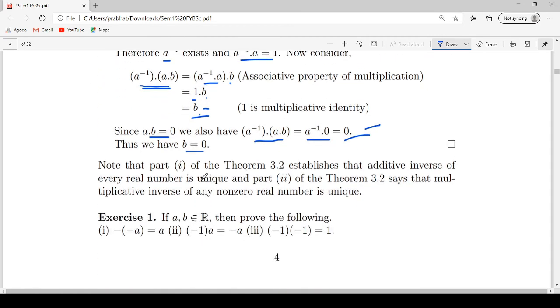Now one remark I have written. Part 1 of this theorem established that the additive inverse of every real number is unique, that we have already spoken. And part 2 of this theorem says that the multiplicative inverse of any non-zero real number is unique. That is also we have already spoken.